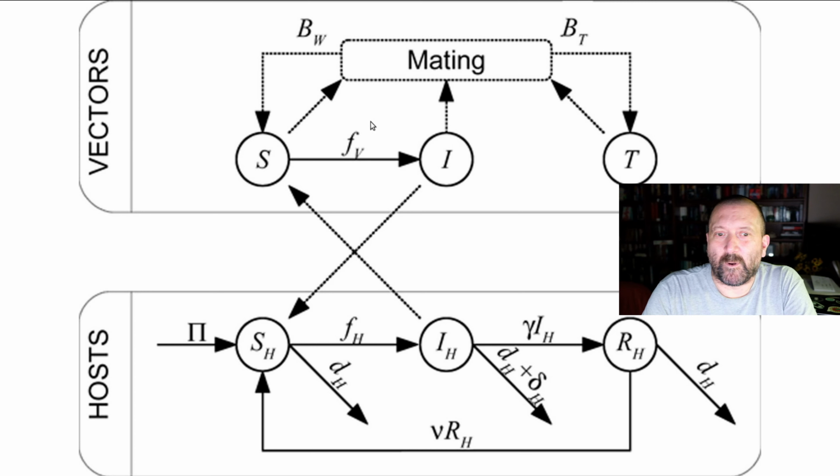So we have a vector host model, but where the dynamics of the vector is going to be very complicated, and I'll get back to that. For the humans or the hosts, the dynamics is very simple. It's an SIR model with disease-induced death, but it's an SIRS, I should say. It's an SIRS model with disease-induced death. But as I said, the hard, the complicated part, is the mating of the mosquitoes.